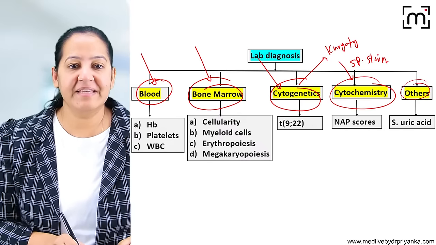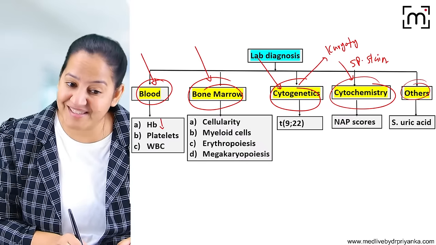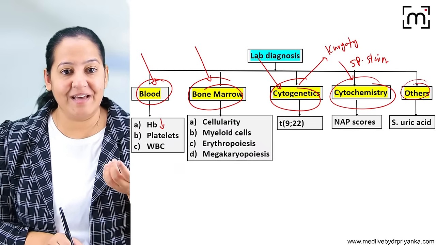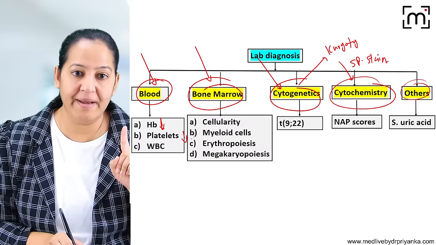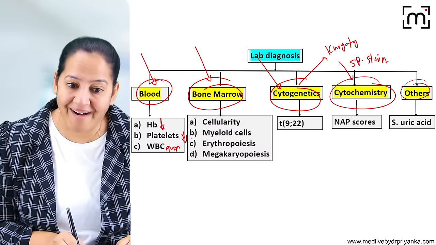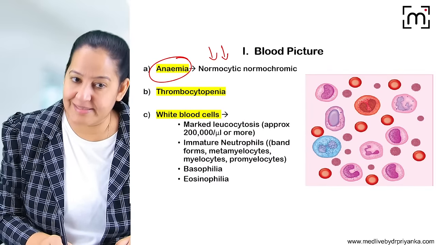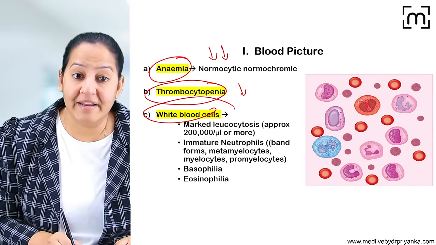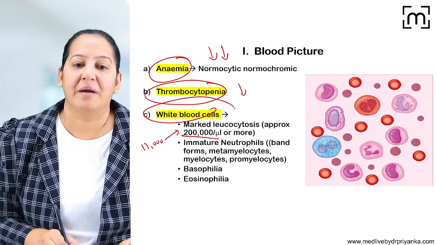So in the blood, we'll see 3 things. What happened to hemoglobin? Obviously, hemoglobin will be less because RBCs are less. The RBCs and platelets are replaced by the immature WBCs. So hemoglobin is less, platelets are less, but WBC will be too high. The patient has anemia, thrombocytopenia, and bleeding. And WBCs are nearly 2 lakh instead of 11,000.